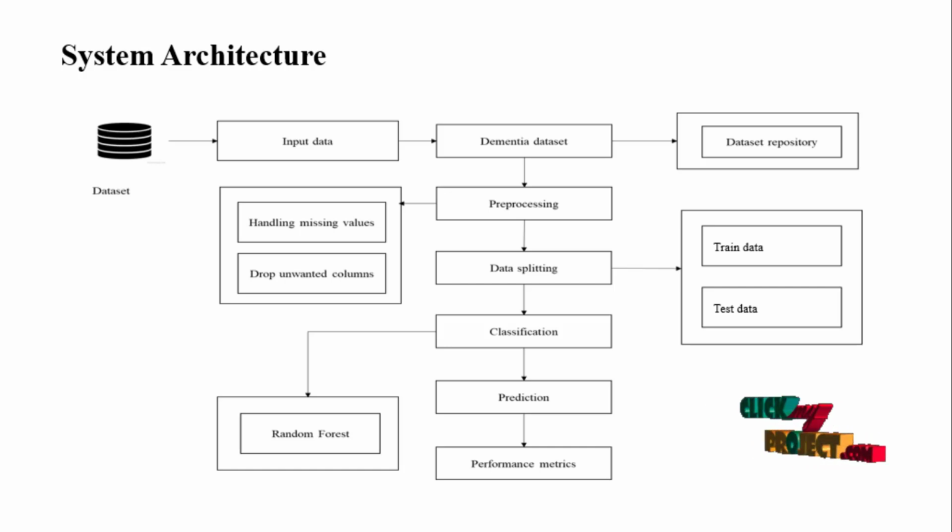After pre-processing, the data can be split into two parts. One is train data and the other is test data. Train data is used to train the model and test data is used for evaluation.